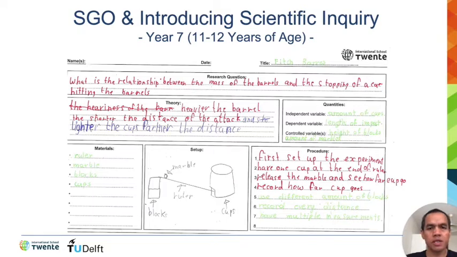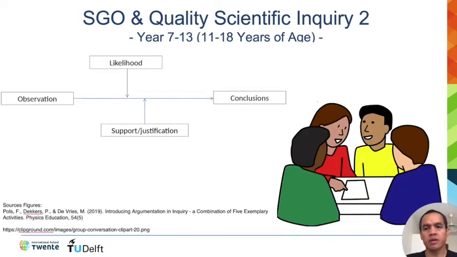But because it shows all the essential elements of a scientific inquiry on one page, it is also very suitable to analyze the quality of scientific inquiry. Because after all, scientific inquiry is to draw conclusions based on observations. And because the SGO offers all the essential elements on one page, it's very suitable for peer discussions. In Dylan Wiliam's words, the students become learning resources for one another.